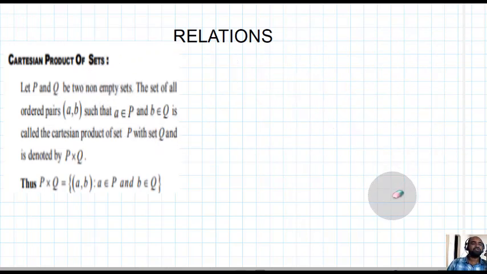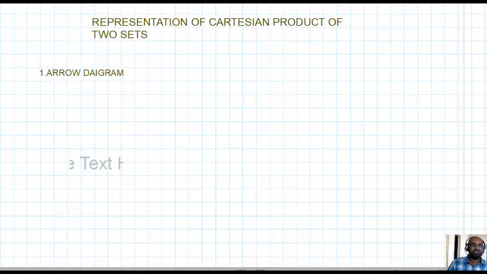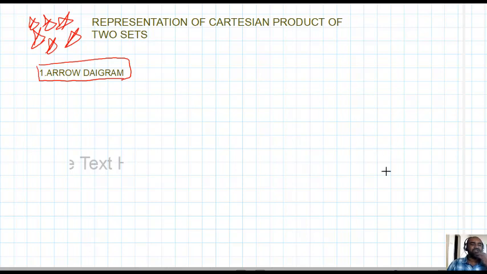Next one is how to represent Cartesian product. Here, the same thing I wrote and explained is given. So you can see, there is not a big problem. Leave it. Next, important: representation of Cartesian product of two sets. First one is arrow diagram, second one is tree diagram, third one is graphical representation. Through examples I will explain arrow diagram, tree diagram, and graphical representation.